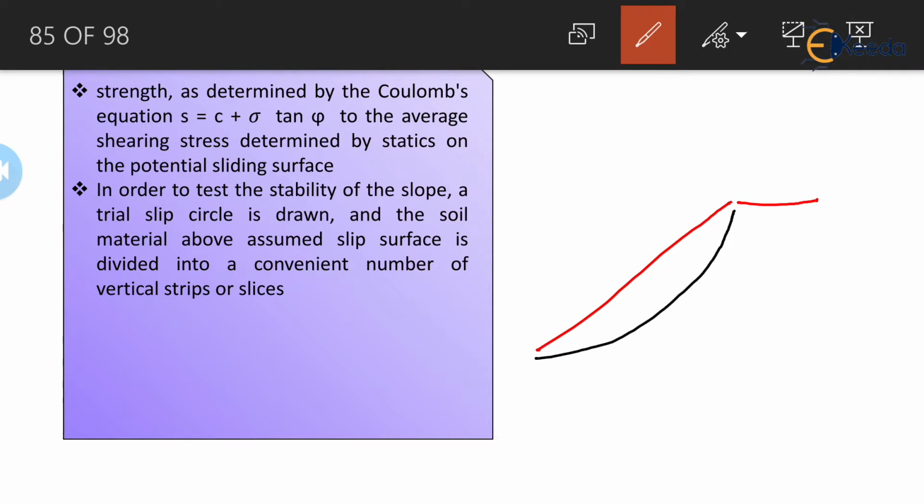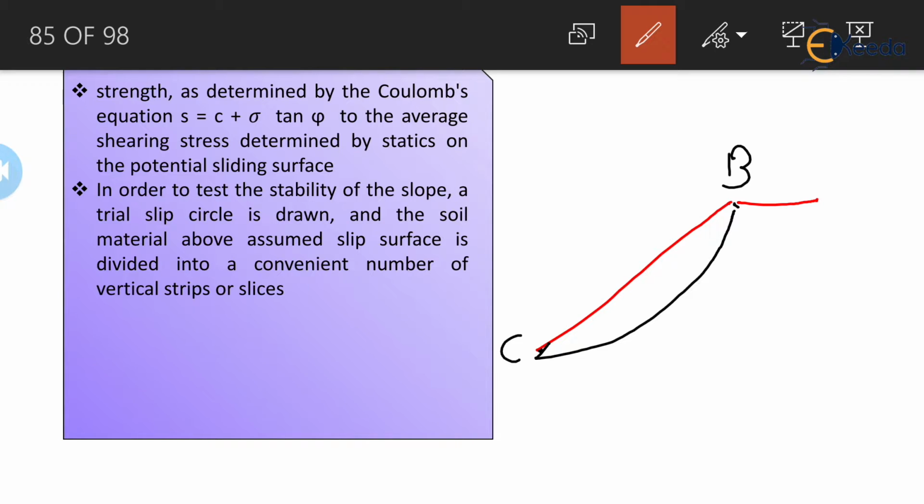From this point, if this is point B and this is point C, the toe point of the earthen dam section, then above this slip circle you can divide the section into a convenient number of slices, depending upon the length and the slope of the upstream section.